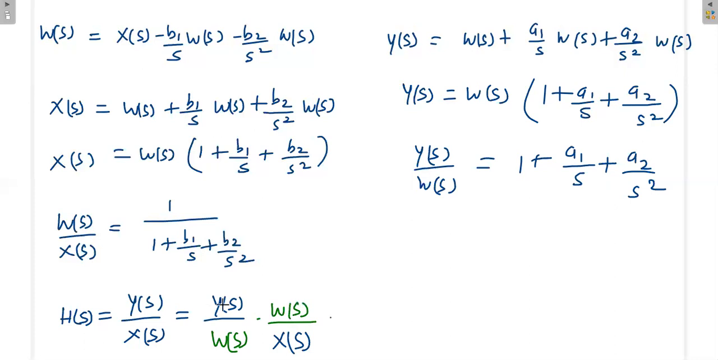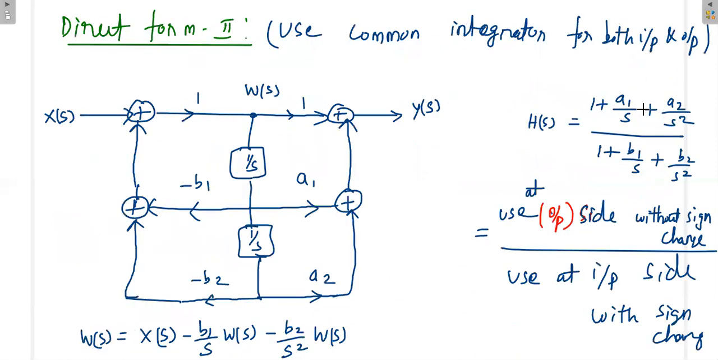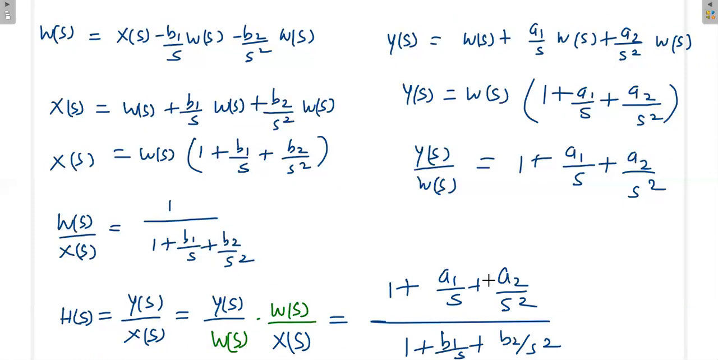Then we have both expressions, y of s by ws and ws by x of s. Just multiply both, and you'll get 1 plus a1 by s plus a2 by s square, over 1 plus b1 by s plus b2 by s square. So now we started with this expression, we got the direct form 2 structure, then from this we wrote the equation, and once again we proved that it is correct.